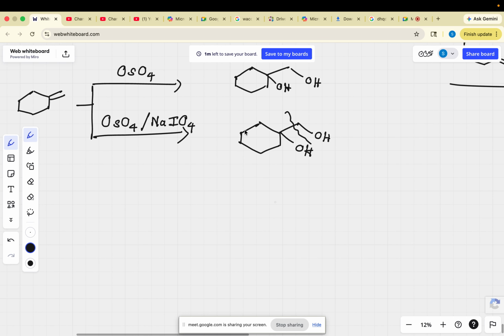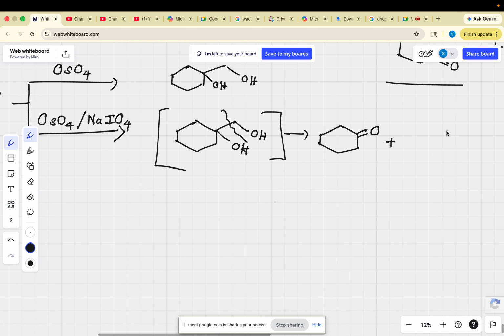If you break this sigma bond, because in the presence of sodium iodate this sigma bond will break, what will you get? You will get C double bond O, cyclohexanone, and this one will become H C double bond O, formaldehyde. Okay, you have only one carbon atom, so you will get formaldehyde.